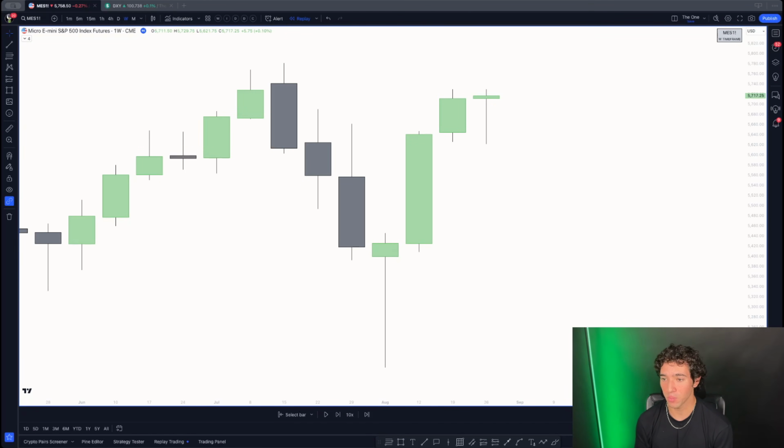Here we are on the S&P futures weekly chart. On our next example, we are now first going to look for our draw on liquidity, our bias. How can we determine that? Remember, market does two things. It seeks liquidity or offers fair value.